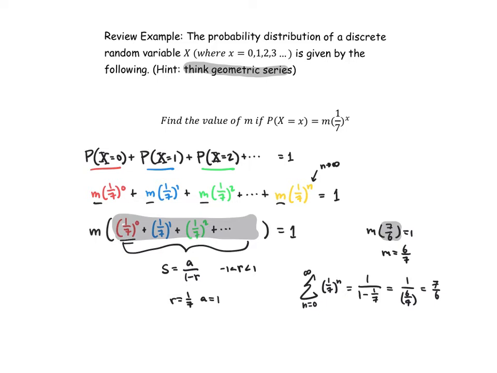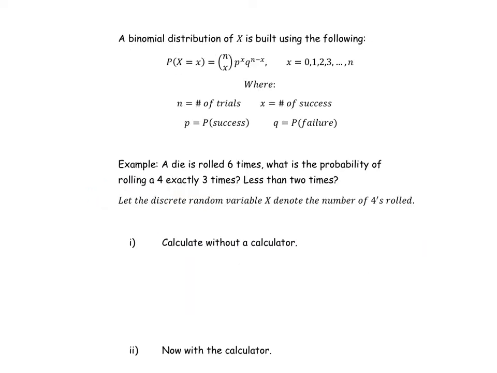All right, let's go ahead and look at a few problems on the binomial distribution. Okay, so a binomial distribution is built using the following, and I'll explain what all of this stuff is. So the probability that x, our variable, equals any of its given possible outcomes, right? So this x is a specific outcome. This x is our random variable.